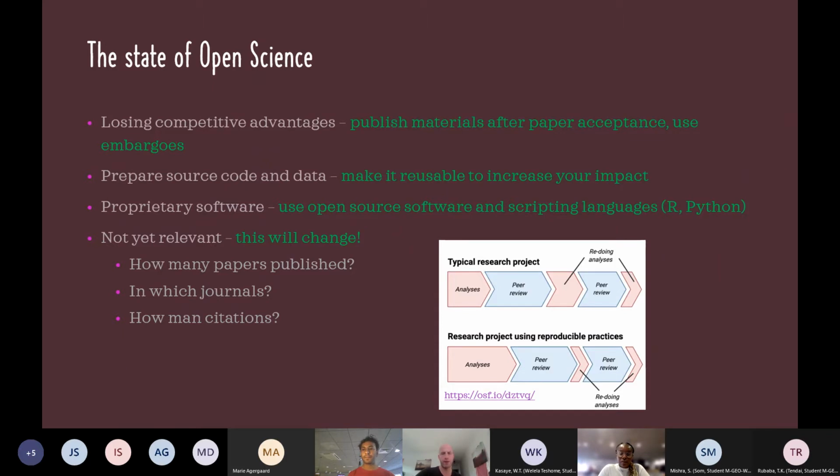So it is not surprising that many researchers think that reproducibility was not yet relevant for them. Why invest effort in something nobody is asking for? However, this will change. Let me tell you why and how.